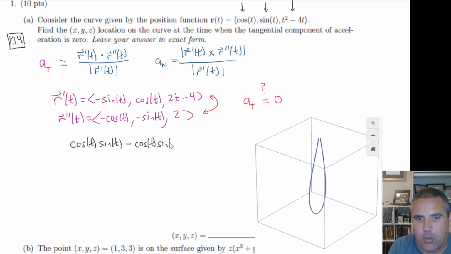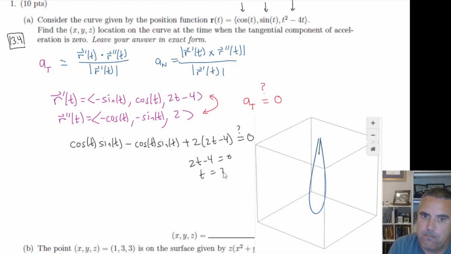Normally you would need like a solver to find this moment. Plus 2 times this. And we want to know when that is equal to 0. Those cancel. So you end up getting that t has to be 2. And then we're done. The question was, what is the location? And so it was cosine of 2, sine of 2. And if you plug into it, it's 4 minus 8, so it's negative 4.